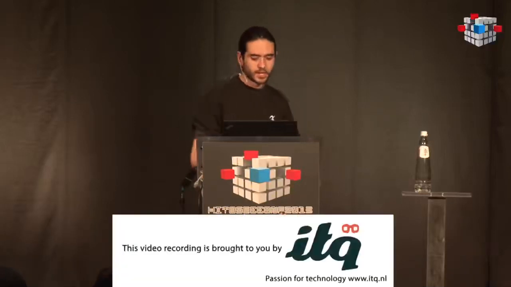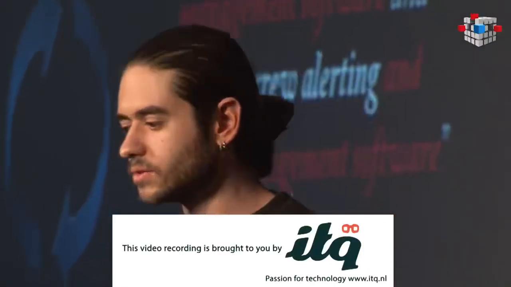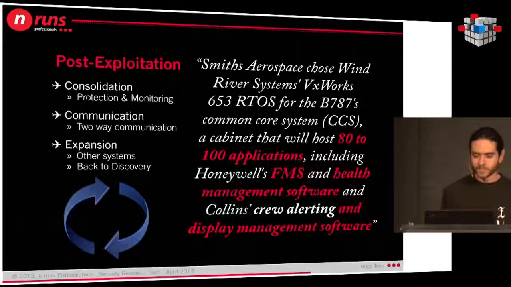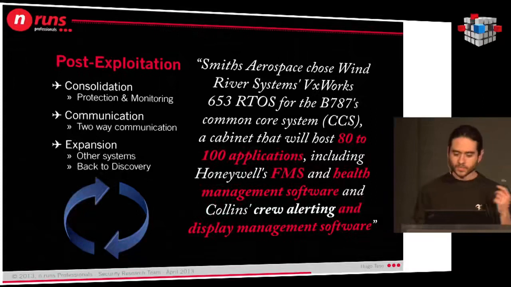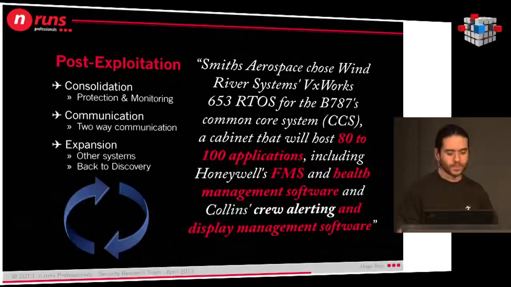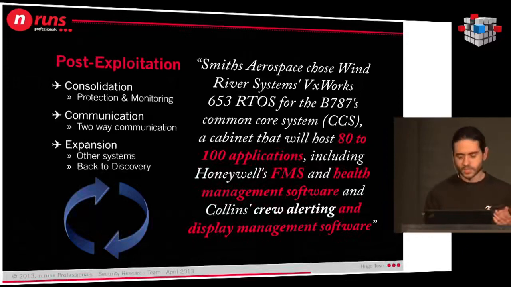Okay. So we have vulnerabilities, we have the exploits, we have many ways to reach the airplane, and we can deliver exploits. So common post-exploitation is, once you've reached the target, you have to consolidate on the target, establish two-way communication to interact with the target, and try to expand to other systems. Okay, and after that, go back to discovery and start again.